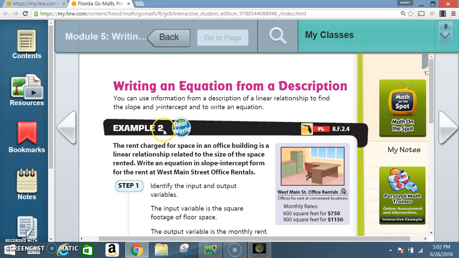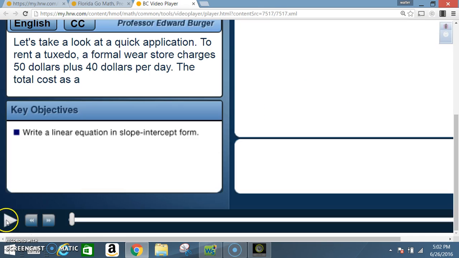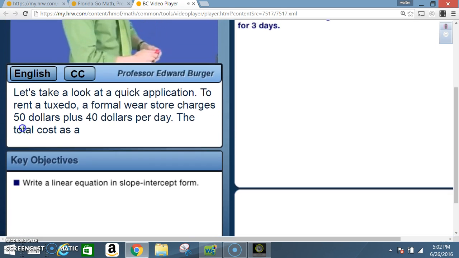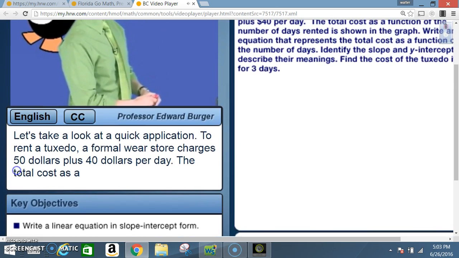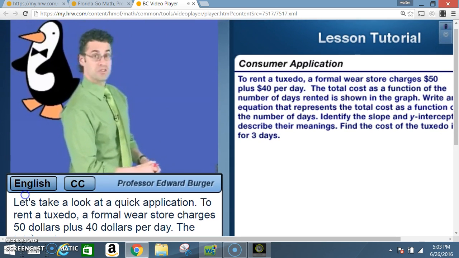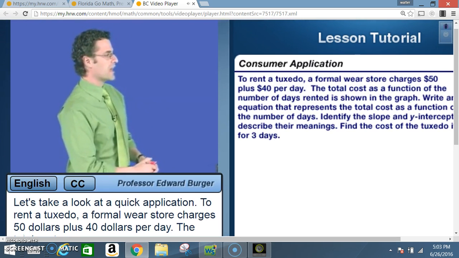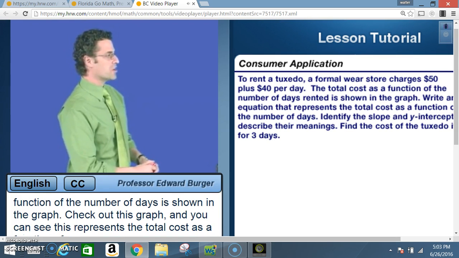Okay, now for example 2, we're going to be writing an equation from a description. You can use information from a description of a linear relationship to find the slope and y-intercept and to write an equation. All right, let's take a look at a quick application. To rent a tuxedo, a formal wear store charges $50 plus $40 per day. The total cost as a function of the number of days is shown in the graph.